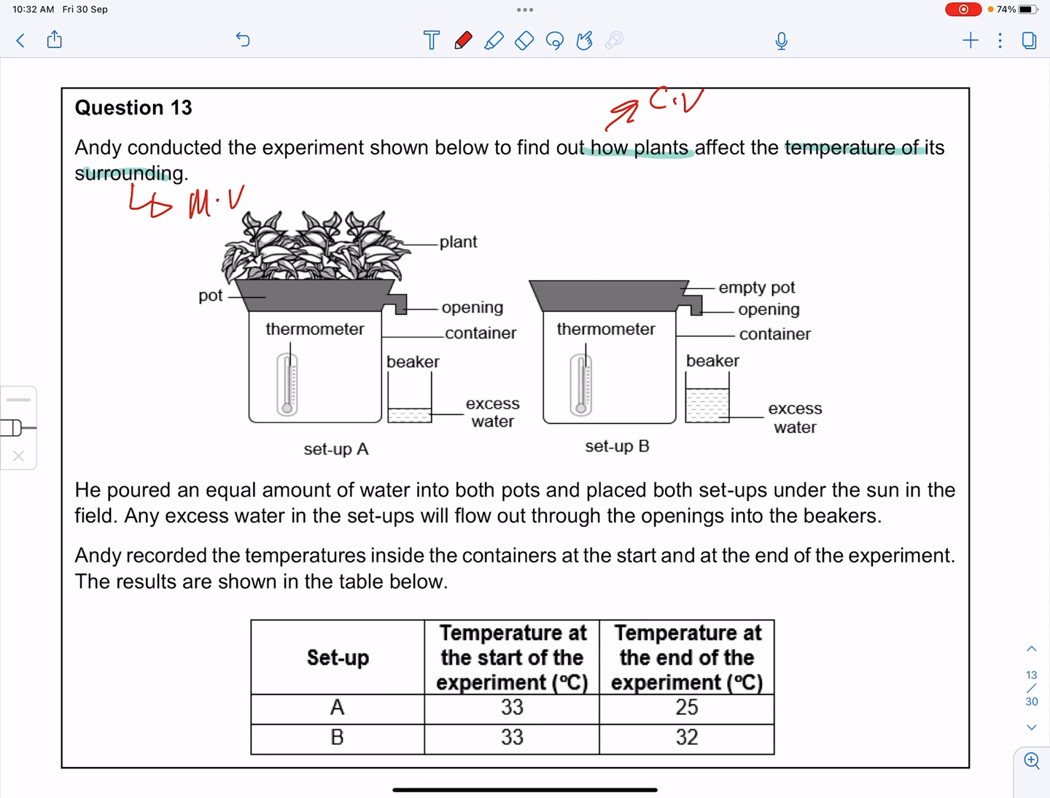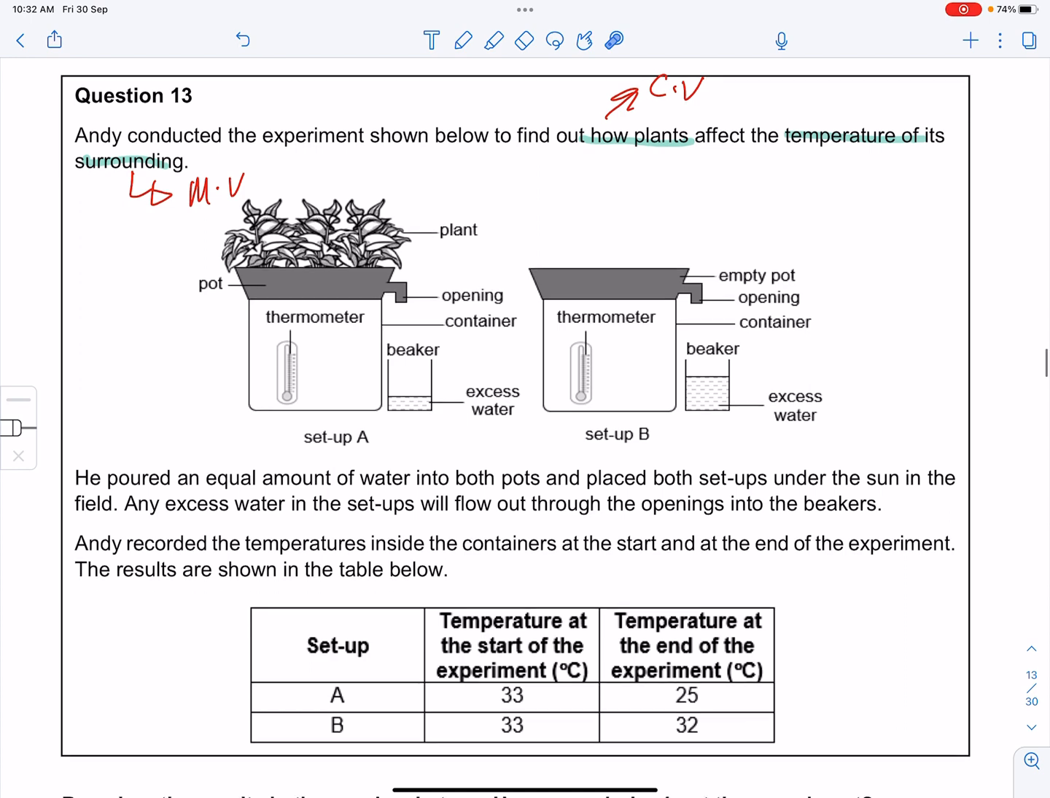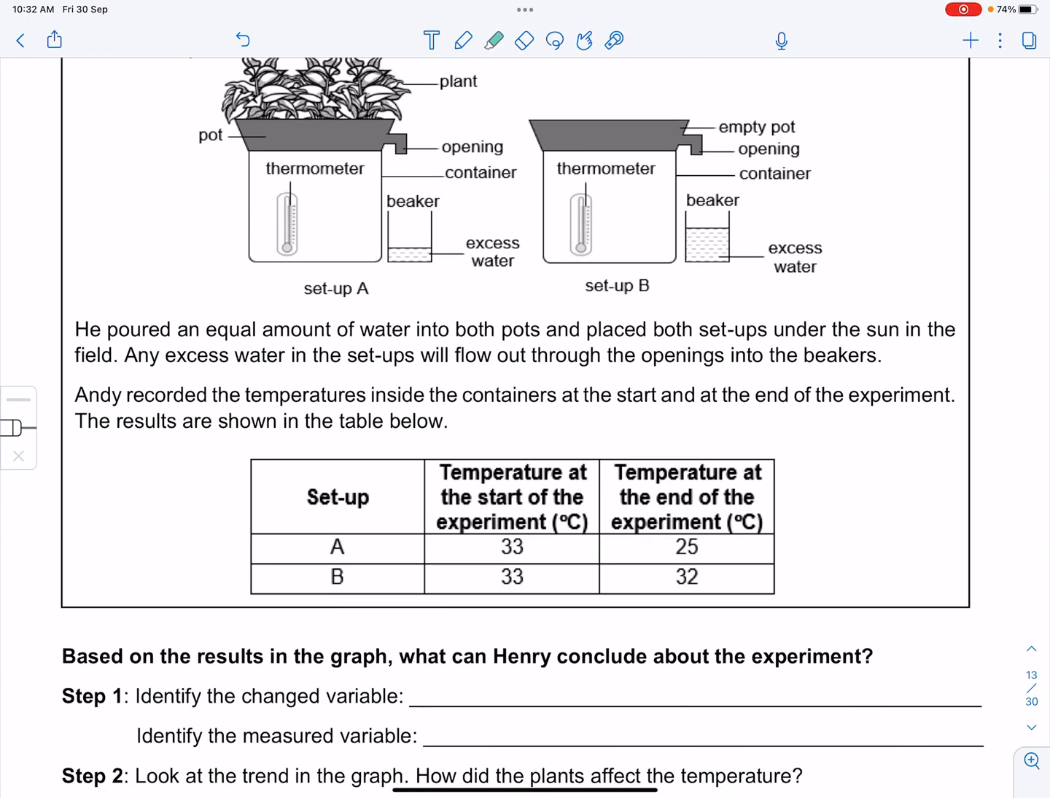So in the experiment, you will see that in one the plant is present and in the other the plant is absent. He poured an equal amount of water into both pots and placed both setups under the sun in the field. Any excess water in the setup will flow through the opening to the beakers. Andy recorded the temperatures inside the containers at the start and at the end of the experiment. The results are shown below.